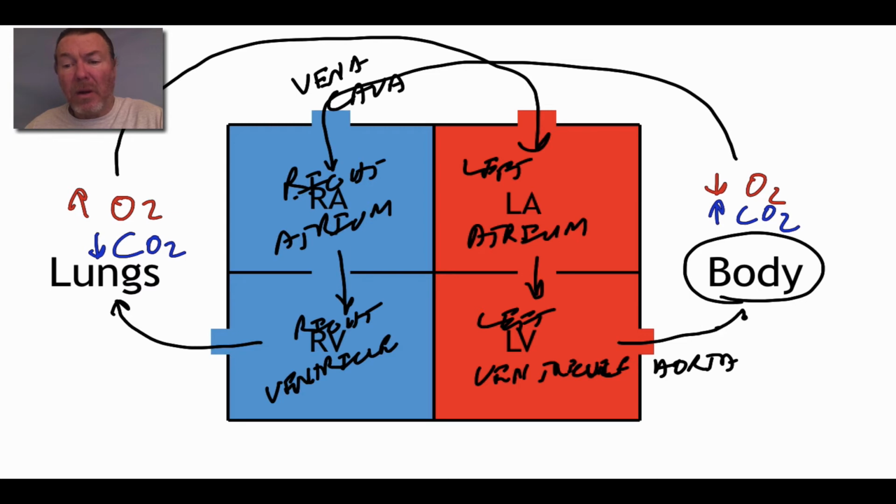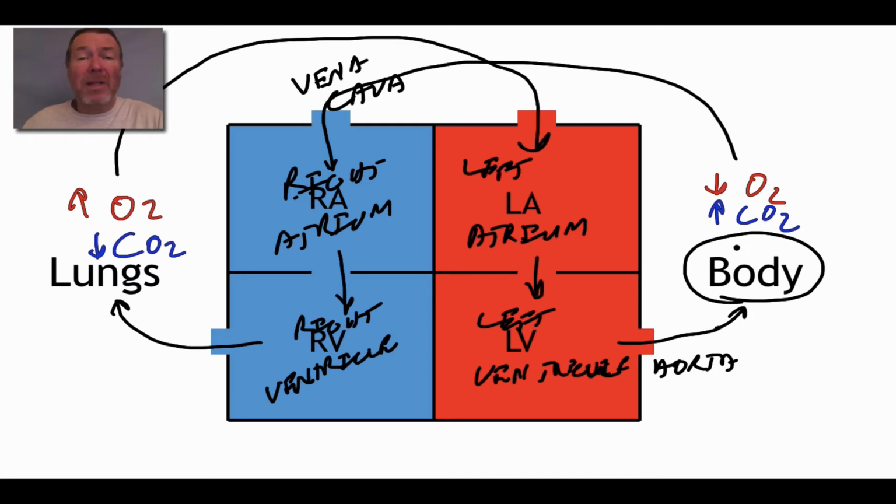Okay, and it's going to go to the body. And again, it's high in oxygen, it's low in carbon dioxide. So anytime it's coming from the body until it gets to the lungs, it's low in oxygen, high in carbon dioxide. Once it's gotten to the lungs, the oxygen is put back into the blood. Carbon dioxide is removed from the blood. And so it's going to be high in oxygen, low in carbon dioxide until it gets to the body.